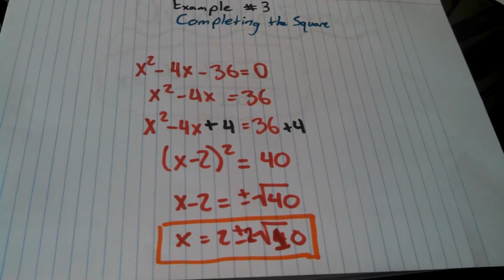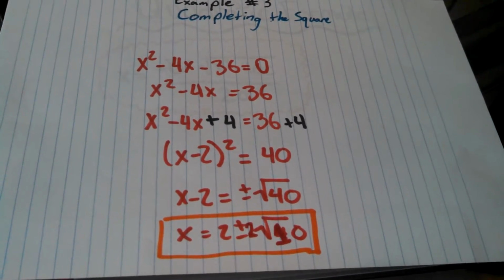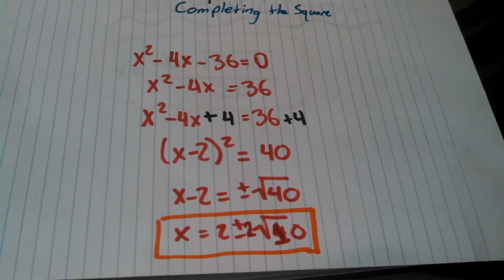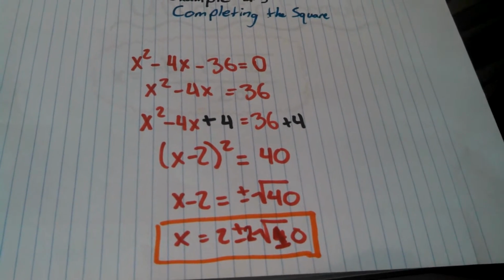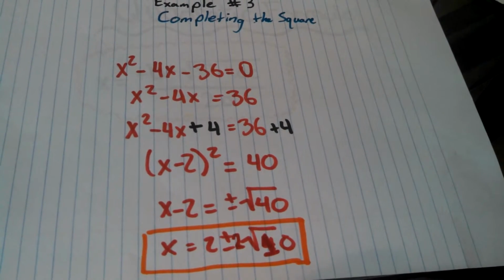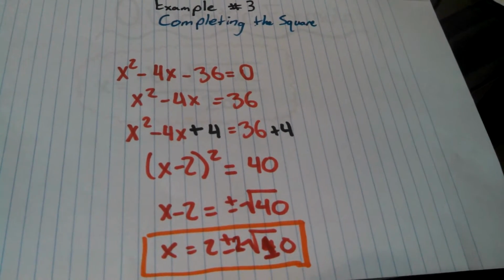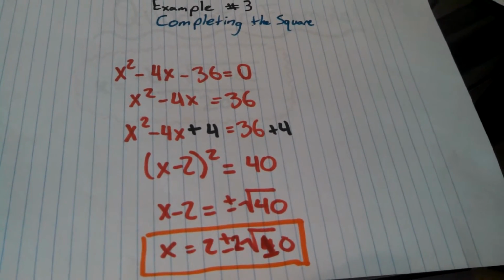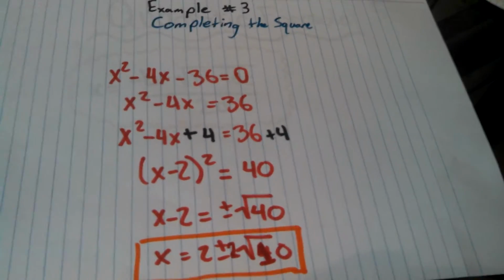We start with x squared minus 4x minus 36 equals 0. You first add the 36, which is the constant, to the other side of the equation. Then you do 1/2 of negative 4, because that's b, and square that. So negative 4 over 2 squared equals 4. And you add that to both sides.